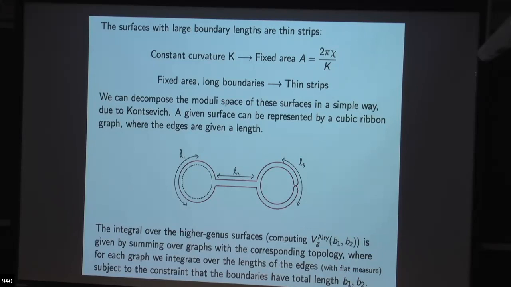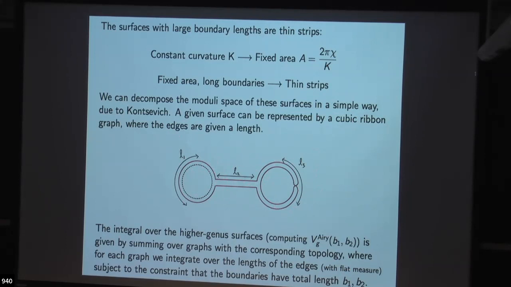And there's a very simple way to describe the moduli space of these thin strip surfaces, due to Kontsevich. Because these surfaces are very thin strips, they can be represented by a ribbon graph. Here it turns out all we need is cubic ribbon graphs. So here I've drawn a cubic ribbon graph where one of the boundaries, B1, is pictured in red. The other, B2, is pictured in black with the dotted lines. So the geometry is just what lives inside the ribbon graph here. It's thin strips with these cubic vertices.